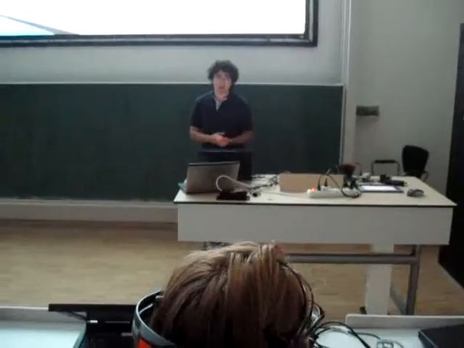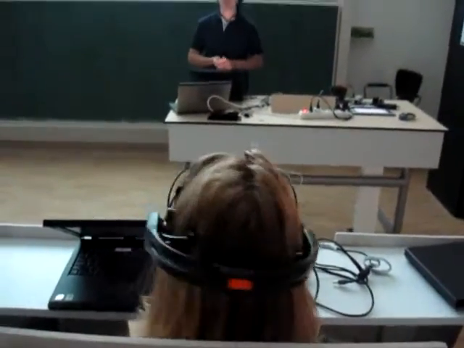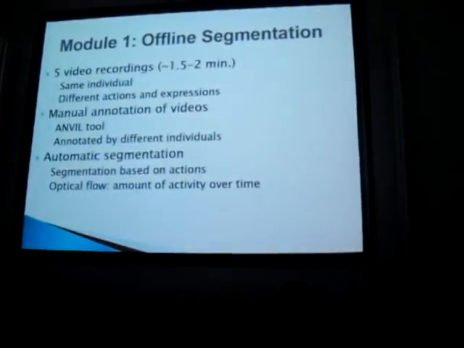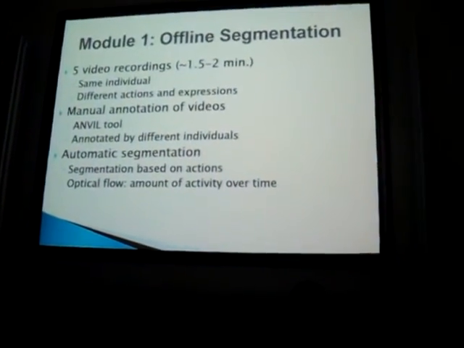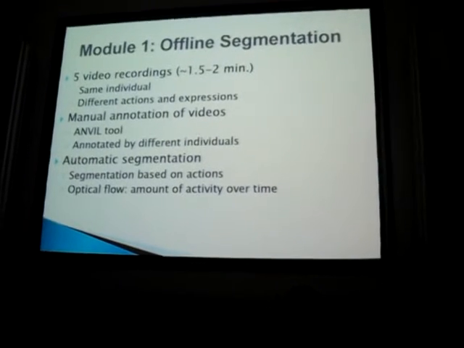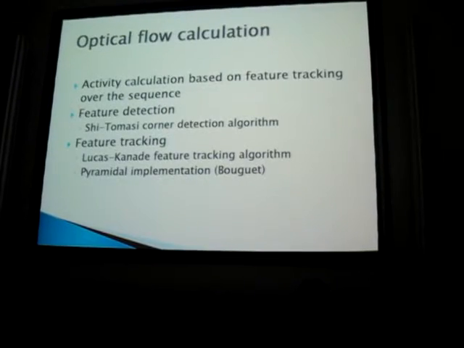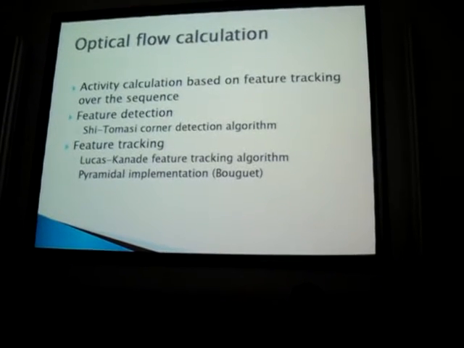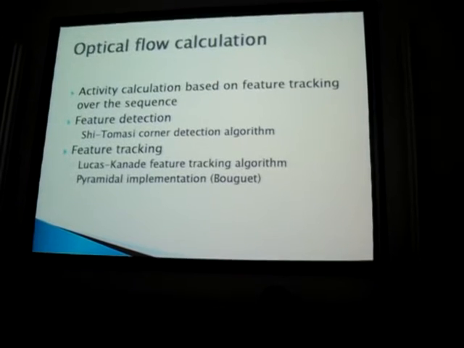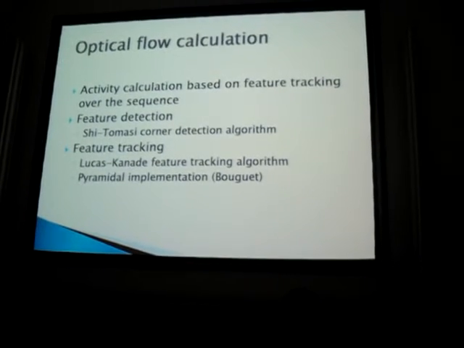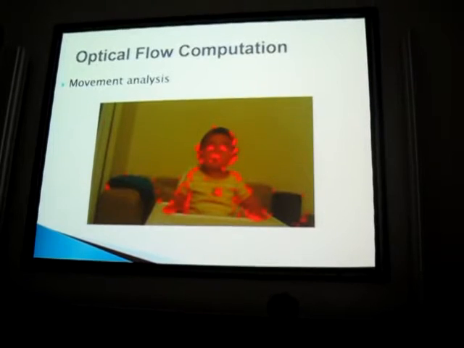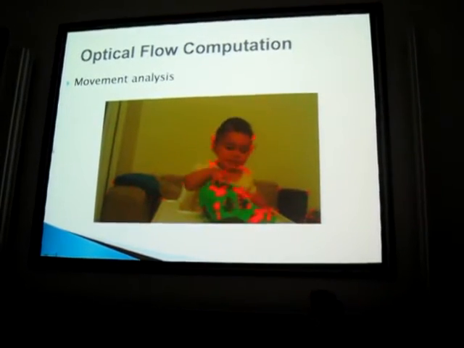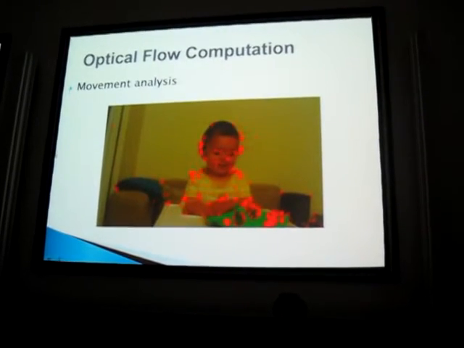So we did a number of video recordings to start with, 1.5 and 2 minutes from the same individual. We manually annotated it with the ELAN tool, but then we also created the automatic segmentation module, which is based on feature tracking over the sequence and corner detection, and then basically an optical flow algorithm. So what we're doing is analyzing the movements, the optical flow in the video, and this gives us the level of activity in the video.